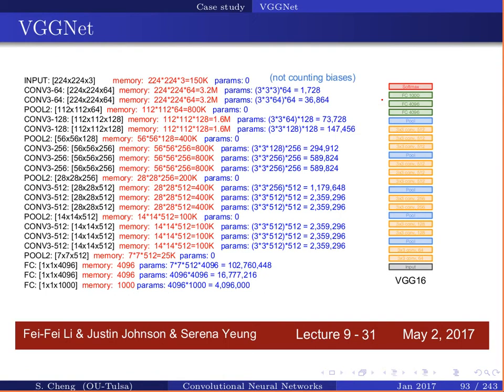I guess we showed this last time. We didn't go through everything because you can read this. I also recommend that when you play with actual networks, you go through this kind of exercise to see how many parameters are in each layer, and how much memory is needed for running each layer. That makes it easier to debug. If you run out of memory, for example, you know which layer is causing the problem.